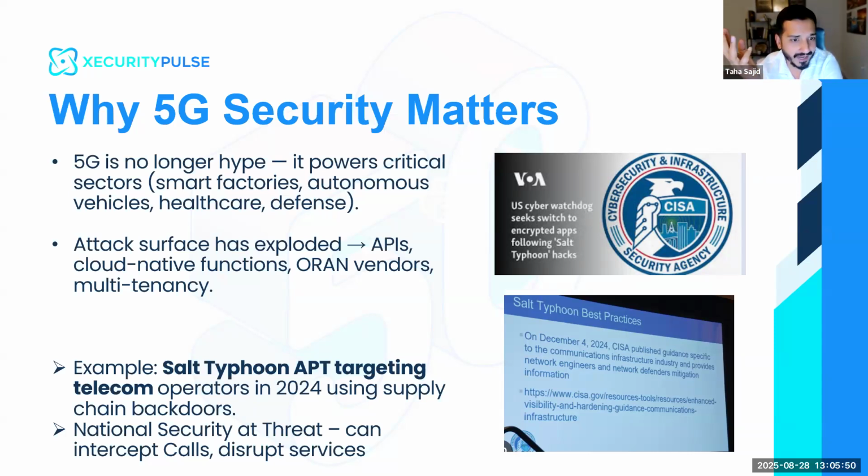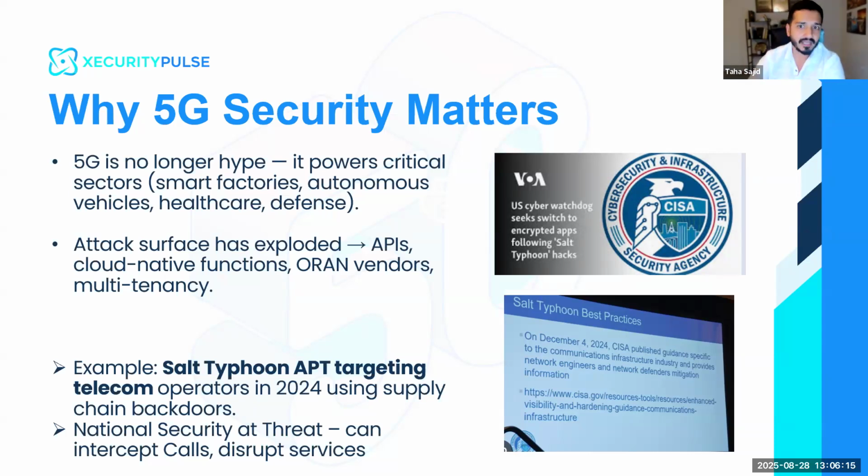We don't know how many, and the network has also become distributed, moving away from bare metal. You are now seeing cloud-native functions. ORAN is also coming up. There is also encouragement of multi-tenancy to optimize the cost as well. So different attack surfaces have basically exploded. And one of the recent attacks we have seen is from the Salt Typhoon APT group, which has targeted the telecom operators inside the US.